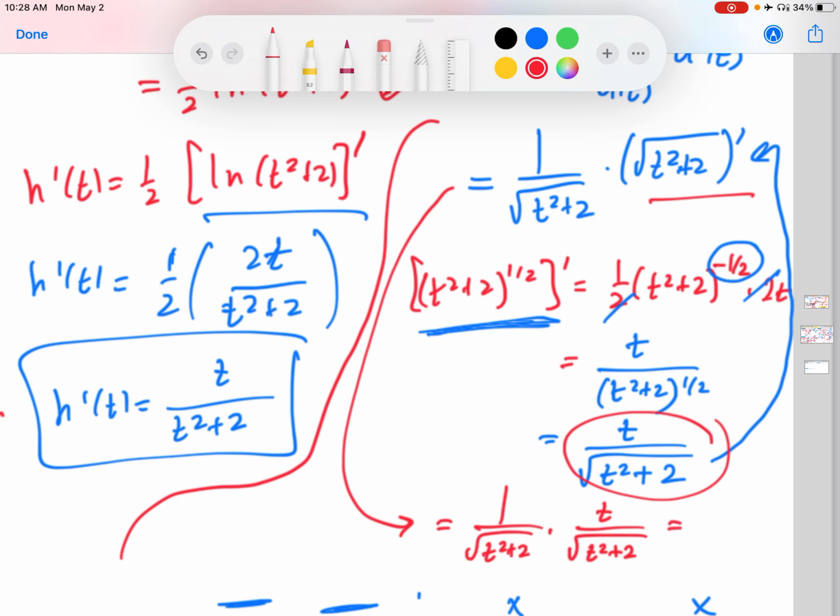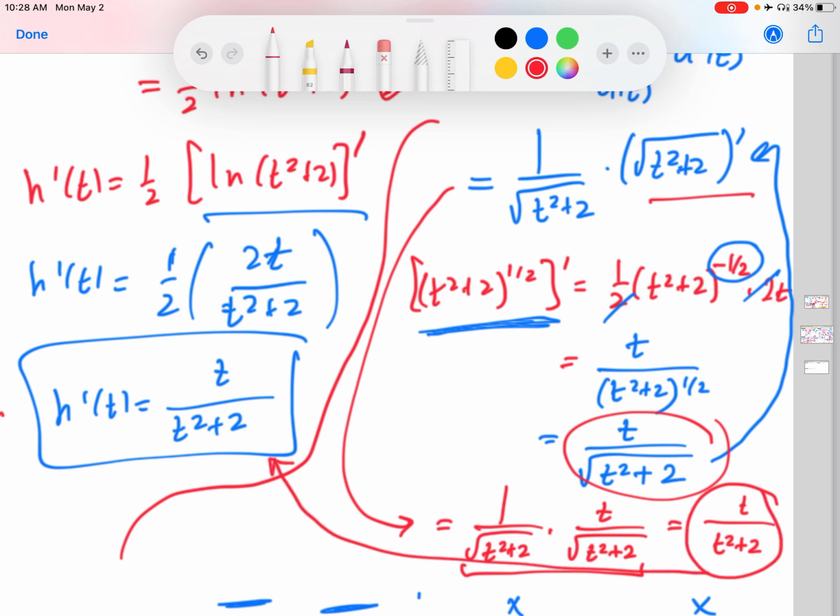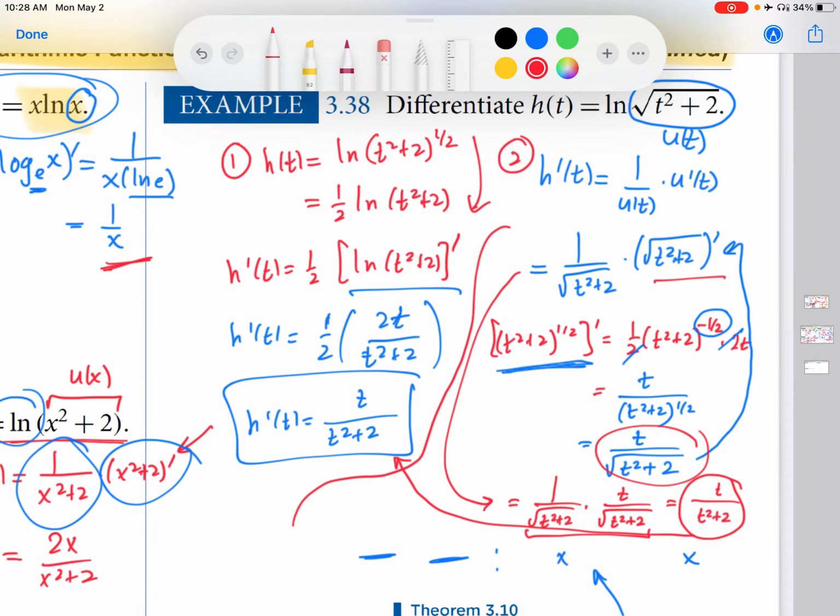And then what do I do? I multiply down here, and I have the square root of something times the square root of something, so I get that something. So I get t squared plus 2 in the denominator. And you can see that that is exactly what we had gotten before. So we do get this nice simplification to the same answer. So I'll zoom out a little bit here.